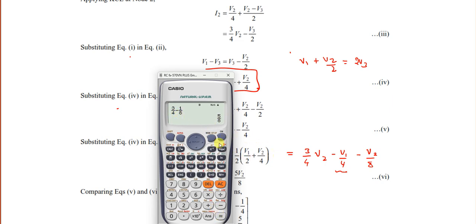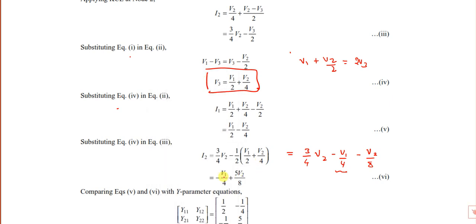So 5 by 8. Those who are good in mathematics can take the LCM and they will do it. Those who are weak, slow learners, you can follow this method so that you will not get confused. Otherwise, you can calculate and put the answer in fractions only. You can write 0.25 V1 and 5 by 8, however much you get, that you can write.